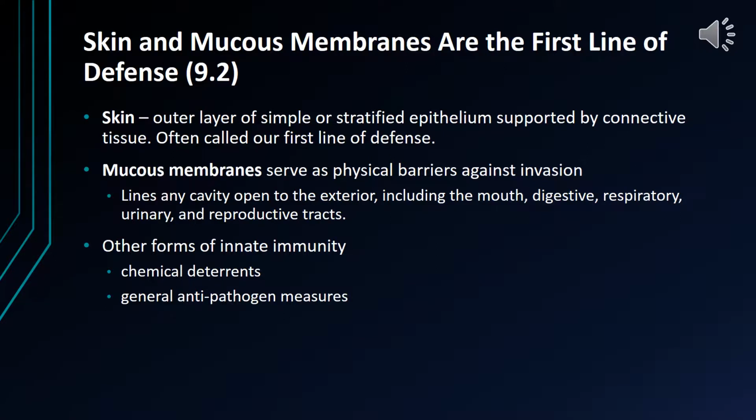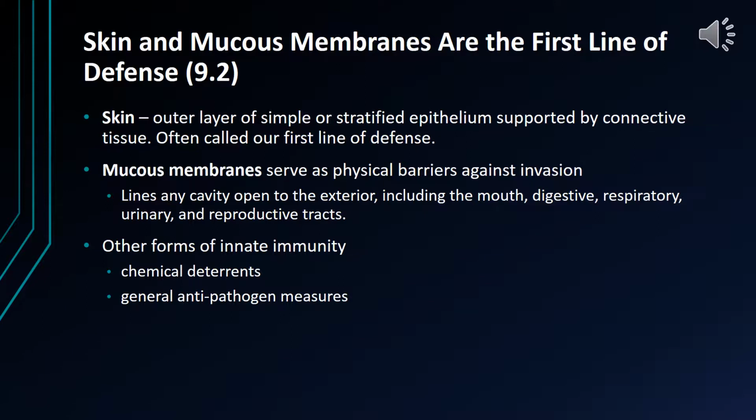Section 9.2, Skin and mucous membranes are the first line of defense. So the skin is our body's outer layer of simple or stratified epithelium, which are supported by connective tissue. And in terms of the immune system, this is often called our first line of defense against pathogens because it provides a physical barrier.